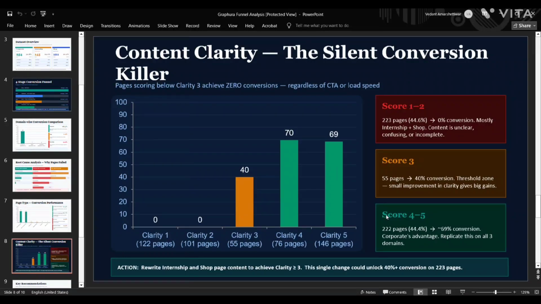Pages with a clarity score of 1 or 2 have a conversion rate of exactly 0, with no exception. 233 pages, which is 44% of our entire data, fall in this zone and contribute nothing to conversion. Once the clarity score reaches 3, conversions jump to 40%. At score 4 and 5, it reaches nearly 70%. Improving content clarity requires no coding. It is the single highest impact action Graphura can take.